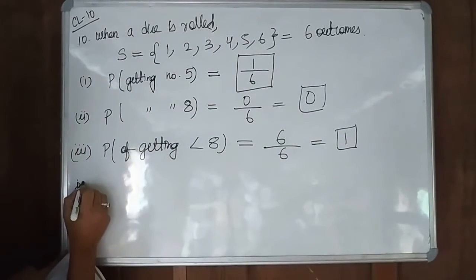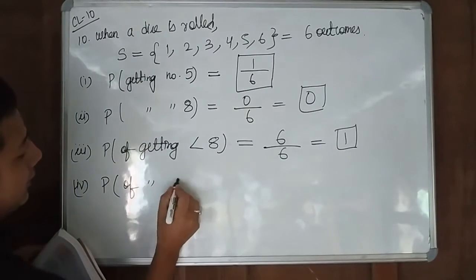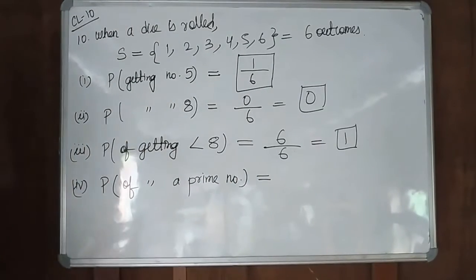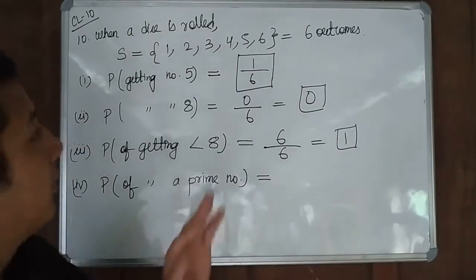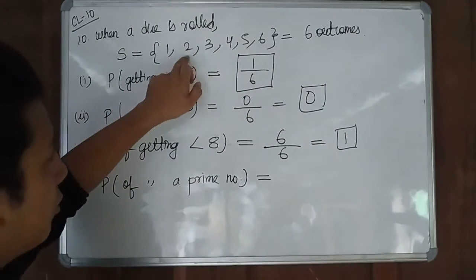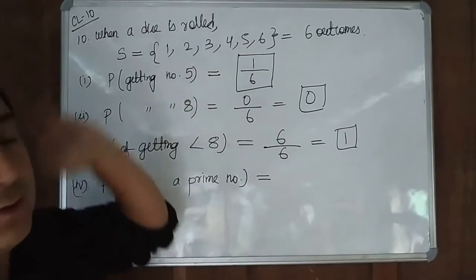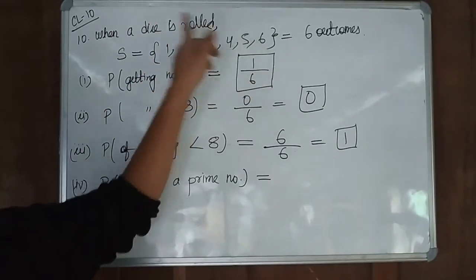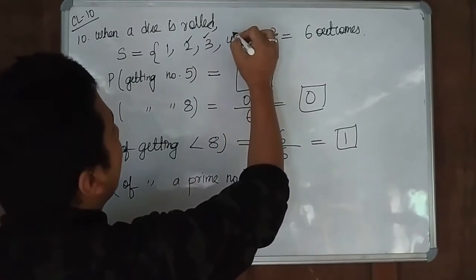And then the last one, probability of getting a prime number. Okay, please tell me which numbers are prime numbers. Numbers which are divisible by 1 and itself, but except 1. 1 is not a prime number. So all those numbers which are divisible by 1 and itself, so it will be 2, 3 and 5. Because 4 is not a prime number, 6 is not a prime number. 4 is divisible by 2 and 6 is also divisible by 3 and 2. So these two numbers are not prime numbers. So only 3 prime numbers out here will be 2, 3 and 5.